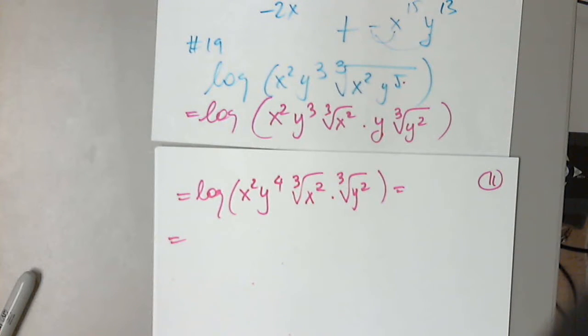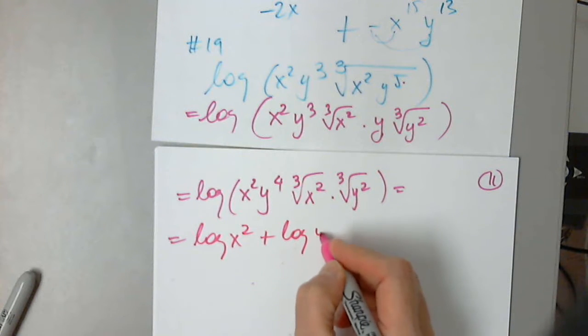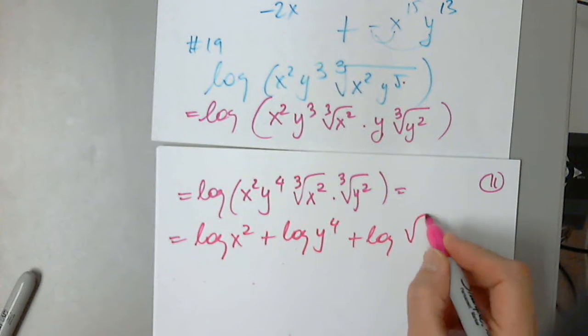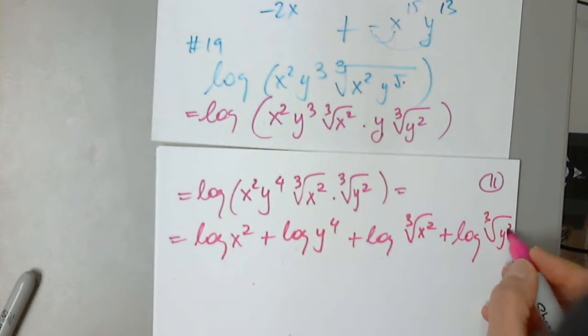Would you not just combine all terms there? Careful, there are factors. So I'm multiplying y cubed by y, and I get y to the 4th. No, I'm not going to combine these. I can, but I'm going to have log of this plus log of this plus log of this plus log of this, so if I combine them, I still have to separate them in a minute. So this is log x squared plus log y to the 4th plus log of the cube root of x squared plus log of the cube root of y squared.